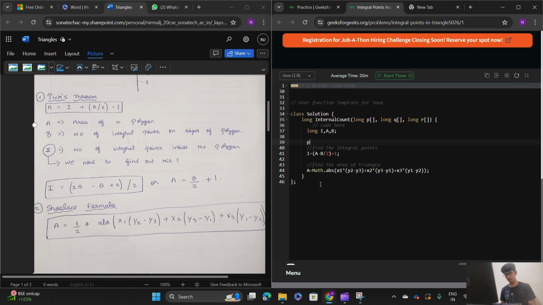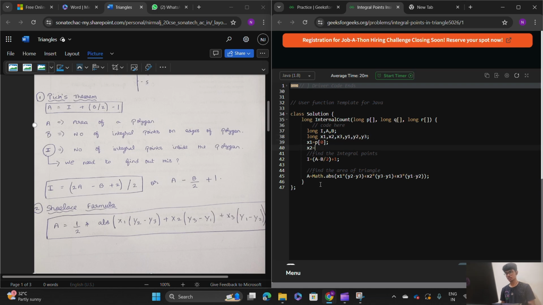Now p of 0 will be stored in x1. Let me declare the variables long x1, x2, x3, y1, y2, and y3. Okay, I have declared the variables. Now y1 will be p of 1. The reason for using this is that in this long p, q, and r array, we have only a size of 2. There are only two elements present: one is the x coordinate and the other is the y coordinate. So that's why I'm directly utilizing their index values.